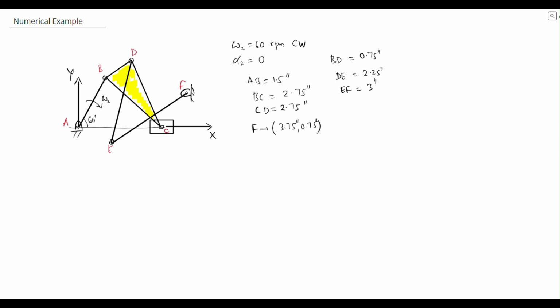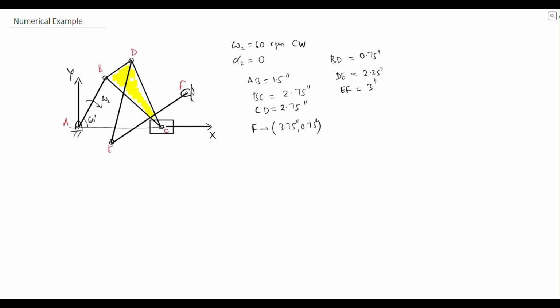If you can see, from A, B to C is a slider crank, and then from C, D, E, F you can see a sort of a 4-bar linkage. There's information given about omega 2. There's no alpha 2. It's set to 0. There's a clockwise 60 RPM rotation given to the second link.